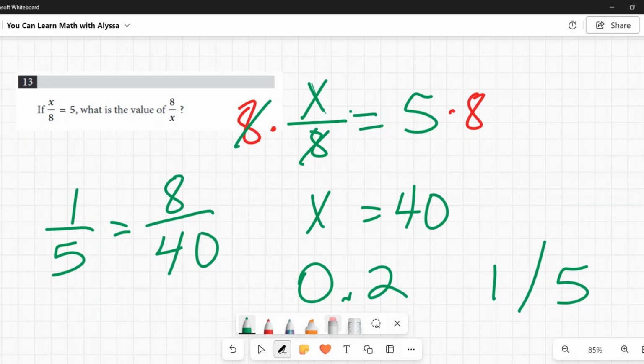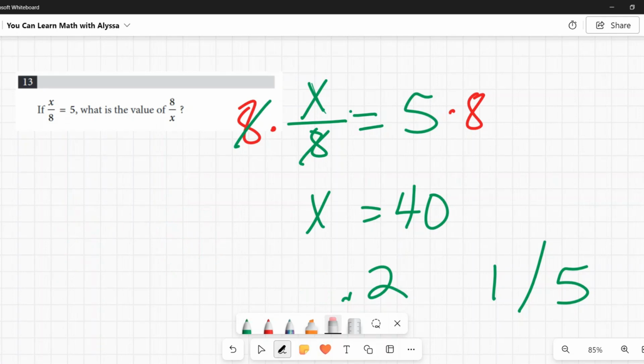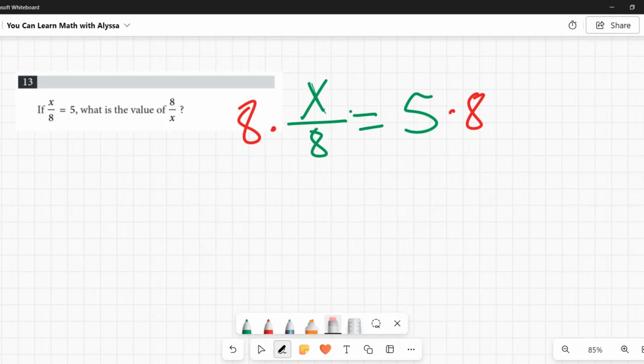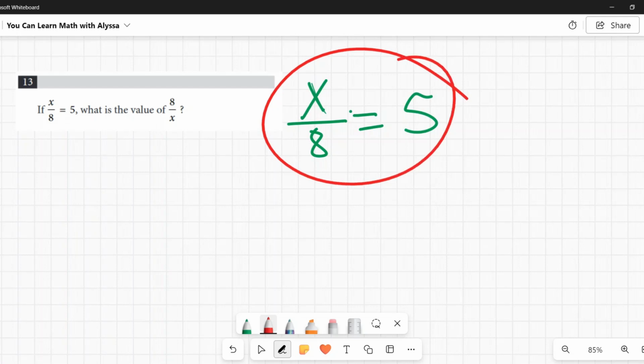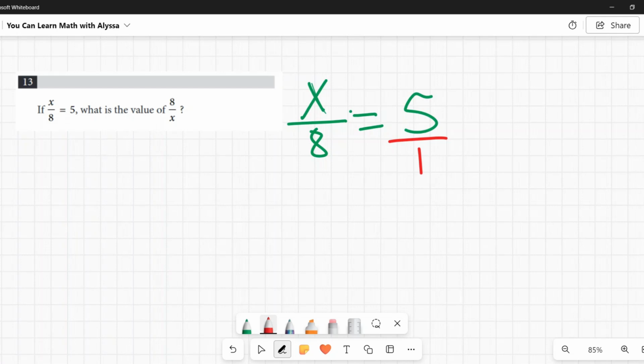The other way to look at this, and this is just sort of a what-if-I-look-at-it-this-way kind of thing, might be a little quicker, but that way doesn't take a whole long time either. You can view this as a little ratio all on its own. So x is to 8 as 5 is to what? Well, it's 5 is to 1. You can always look at it that way. Any number that's just by itself is the same as itself over 1.